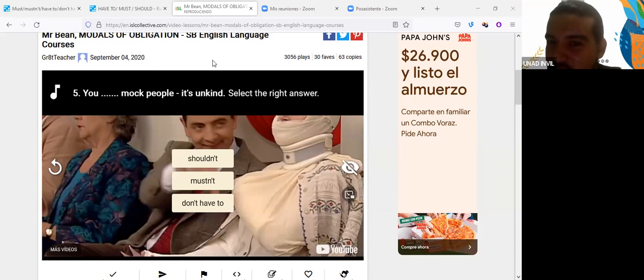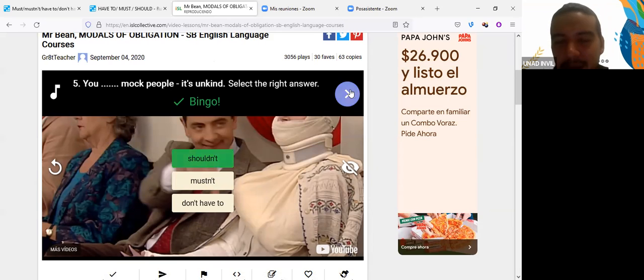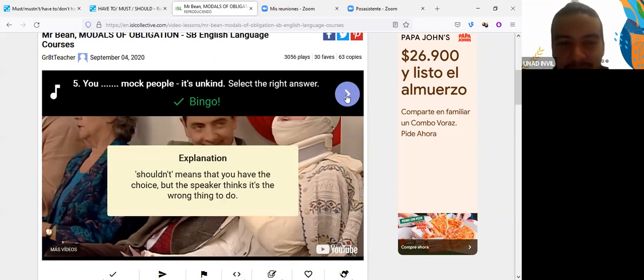Okay, Fanny says shouldn't. Monica says mustn't. Freddy says shouldn't. David says shouldn't. Pedro says mustn't. Giovanna says shouldn't. Lina says shouldn't. Karen says shouldn't. Well, most people voted for shouldn't, so that's the one I'm going to pick. Let's check. Most people said shouldn't, so I'm going for this option. Bingo, guys! Wow, so far so good, guys. 4 out of 5 so far.